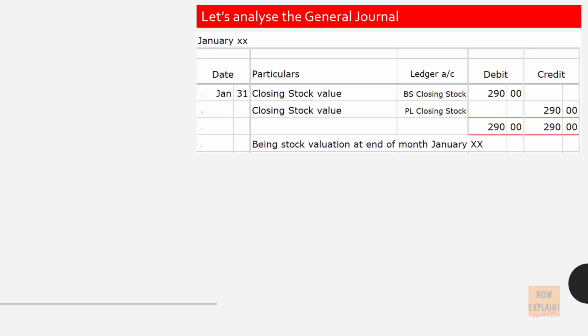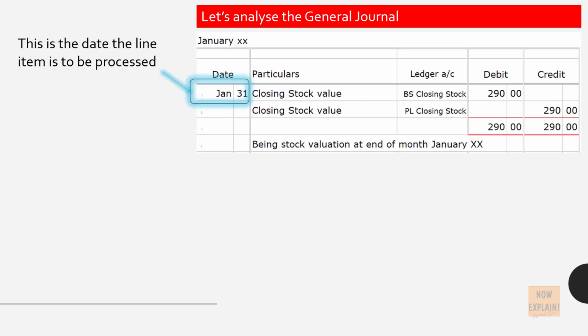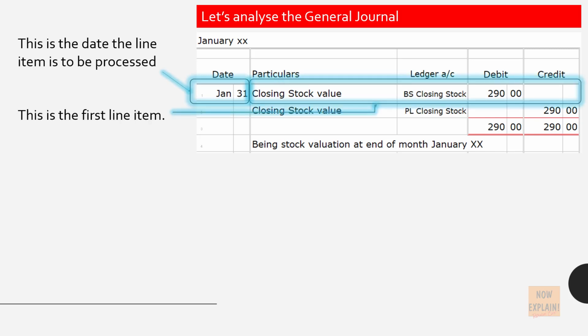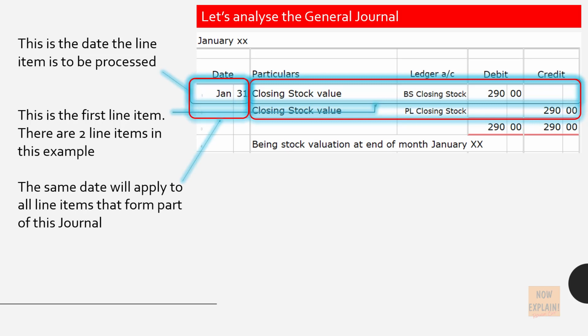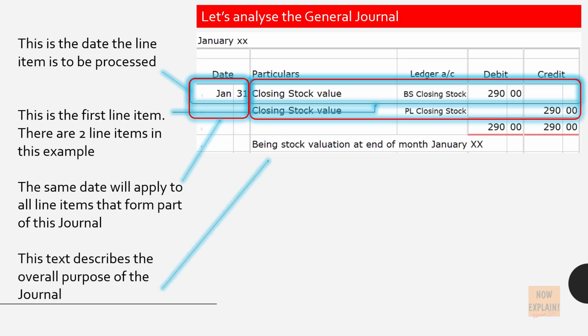Now let's have a further look and analyze this general journal. This is the date the line item is to be processed, January 31st. This is the first line item, and there are 2 line items in this example. The same date will apply to all line items that form part of this journal. You can just write the date once, but it will apply to all of the journals. And then at the end, this text describes the overall purpose of the journal. So in this case, it's the stock valuation at the month of January.